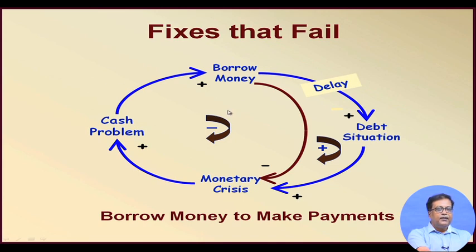But what is going to happen? As you borrow money to solve your cash problem, after some time your debt situation will worsen, right. So, you will have an even worse debt situation. We put a plus in that sense: the more the debt, the worse the debt situation, and the more monetary crisis you will be in. So, there is a bigger positive loop around. Just look here: borrow more money, after some time your debts go up, monetary crisis goes up, cash problem also goes up, right.